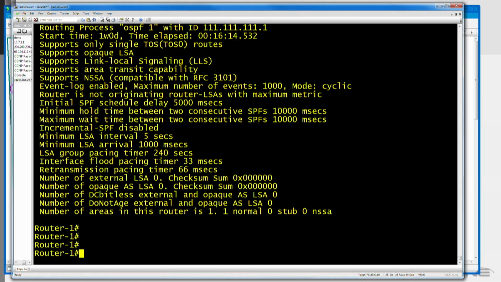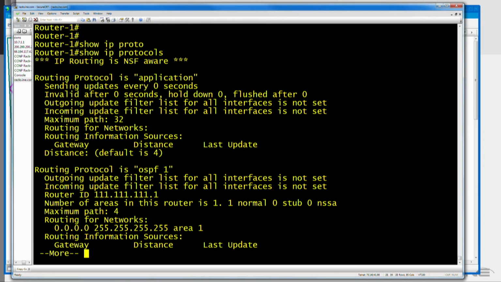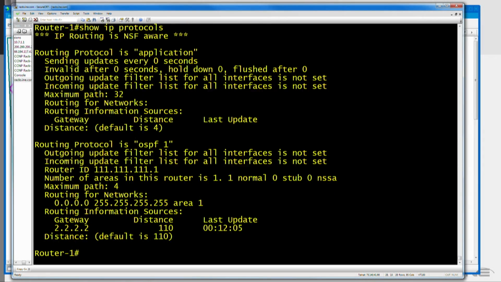And once again, we can use our favorite command, show IP protocols. And that will give us some information about OSPF. Shows you what your locally significant process ID is. I just used the number 1 on all of mine. It shows you what neighbors you have, the administrative distance of OSPF.